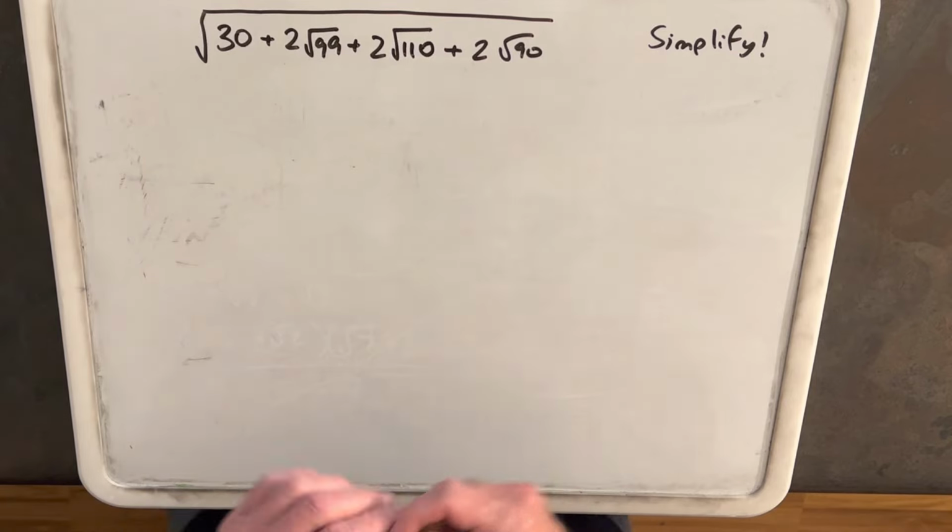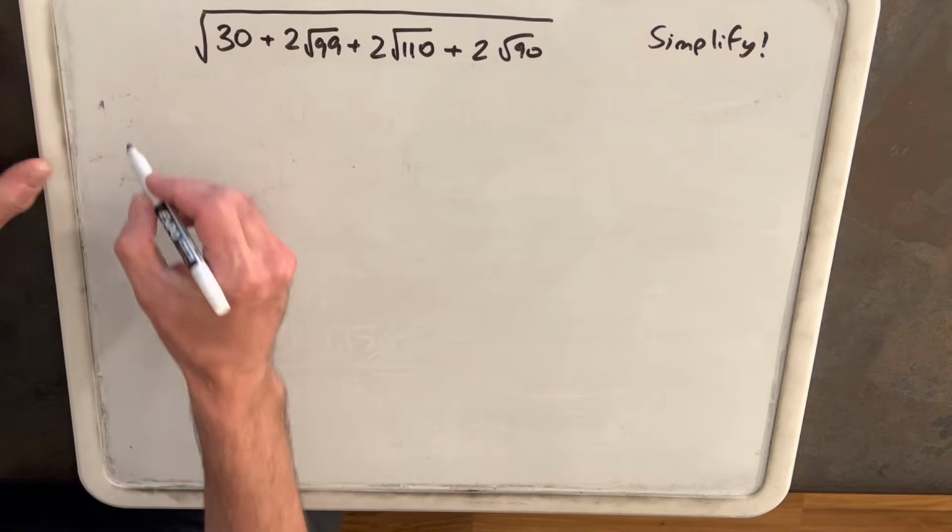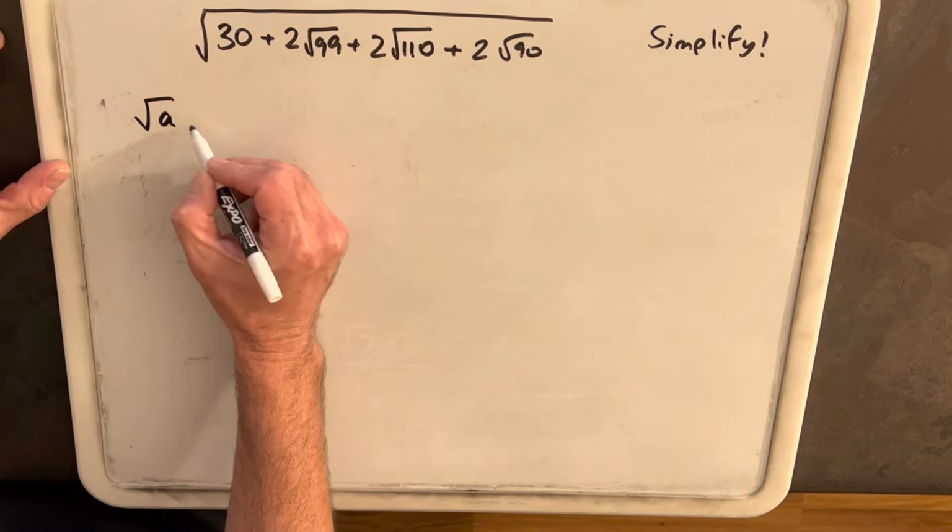We have a difficult looking radical on the board. We have the square root of 30 plus 2 square root of 99 plus 2 square root of 110 plus 2 square roots of 90. And we need to simplify this. So to begin with, what I want to do is look at something.